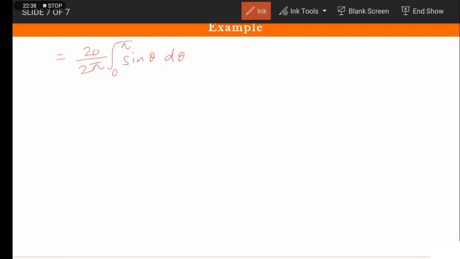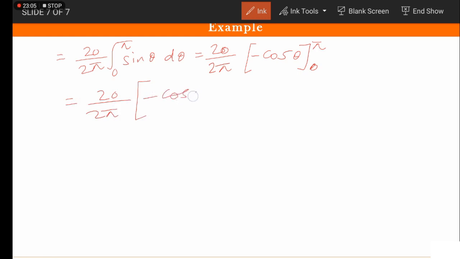Now we have already integrated sin theta, so we know how to do that. It is 20 upon 2 pi, and the integral comes out to be minus cos theta, with the limits 0 to pi. So it is 20 upon 2 pi times minus cos pi minus minus cos 0.